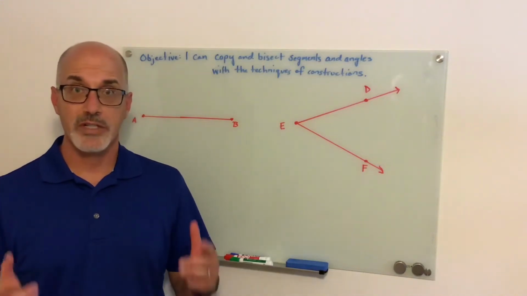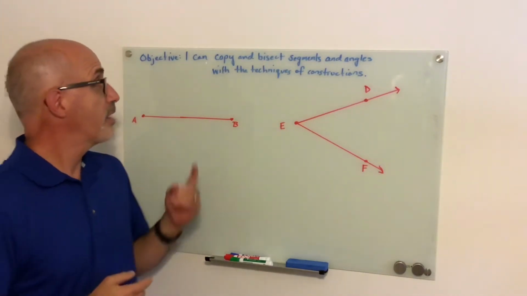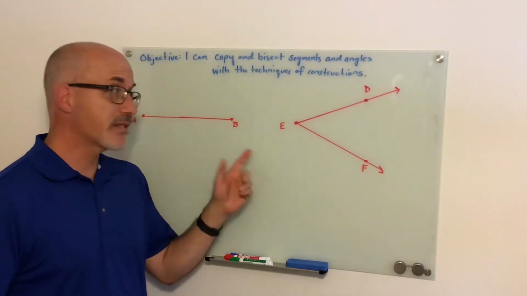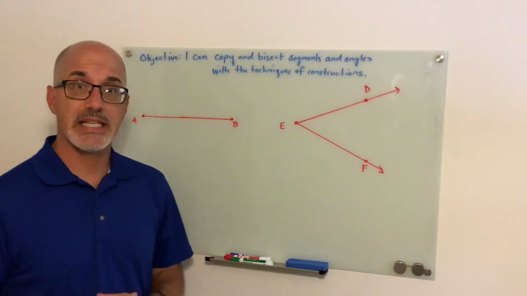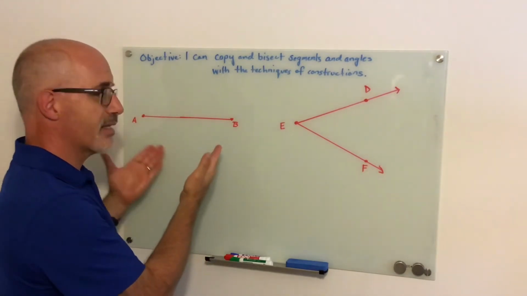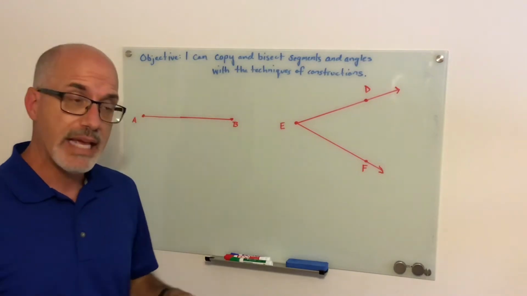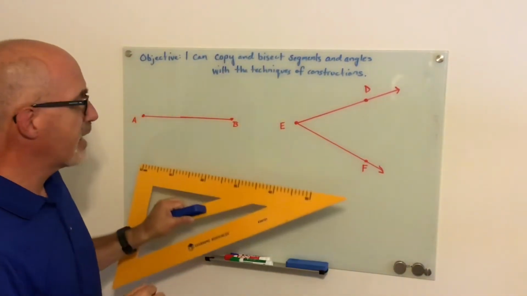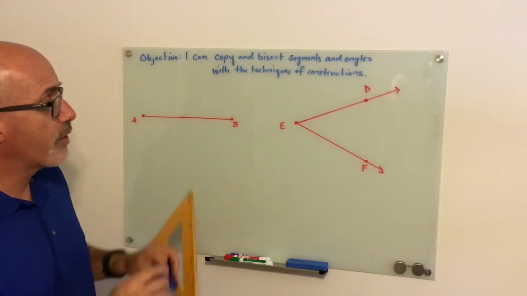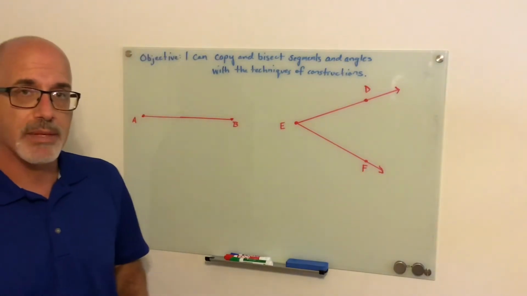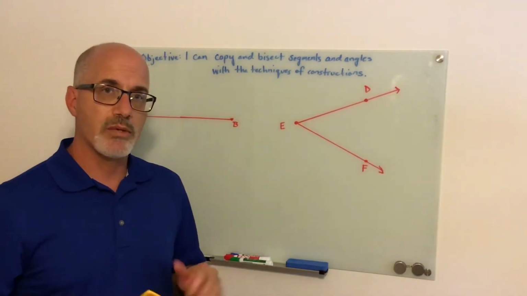For this lesson, we're going to talk about constructions. Our objective is, I can copy and bisect segments and angles with the technique of constructions. Now, both of these, we could just copy this segment over by using a ruler, like if we grabbed a ruler and just measured it and copied it over, or if we used a protractor to get the angle measure for this, we could copy that one. That's not what we're talking about here.